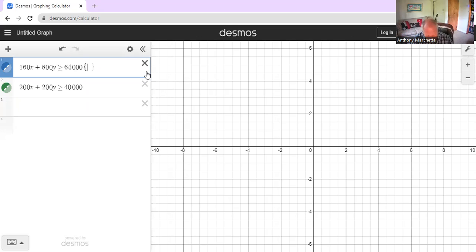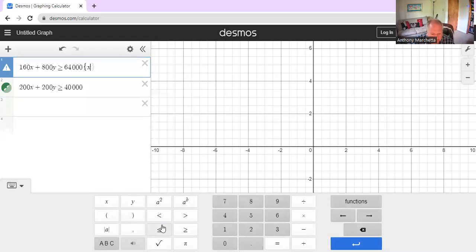And in the fancy bracket, you tell us x is greater than or equal to 0. Sorry. Close the fancy bracket, open a new fancy bracket, y is greater than or equal to 0, and then close the fancy bracket like so.